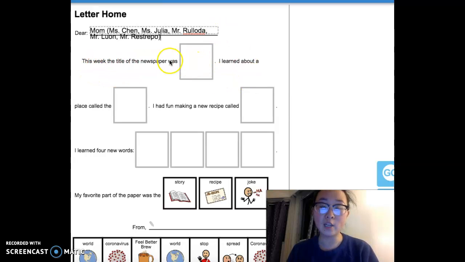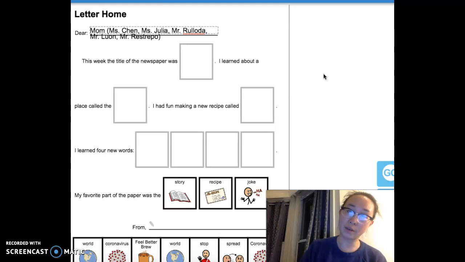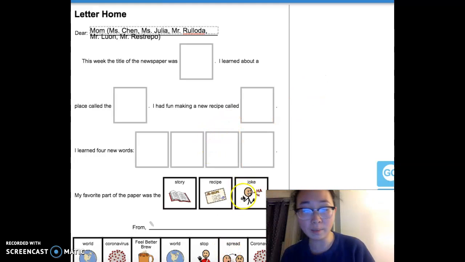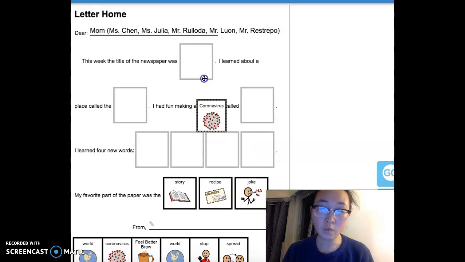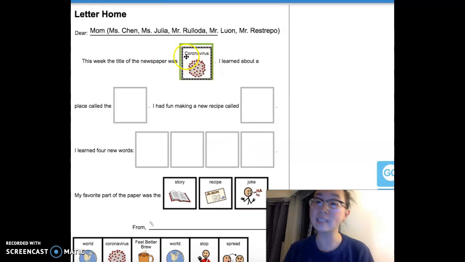This week, the title of the newspaper was, what was the title of our newspaper? If you don't remember, you can refer back to the article that we read. The title of our newspaper was Coronavirus. All right, and we know that this is the title because that's a capital C over there. So this week, the title of the newspaper was Coronavirus. And once again, you guys can always pause if you need more time to work on this. Work at your own pace.